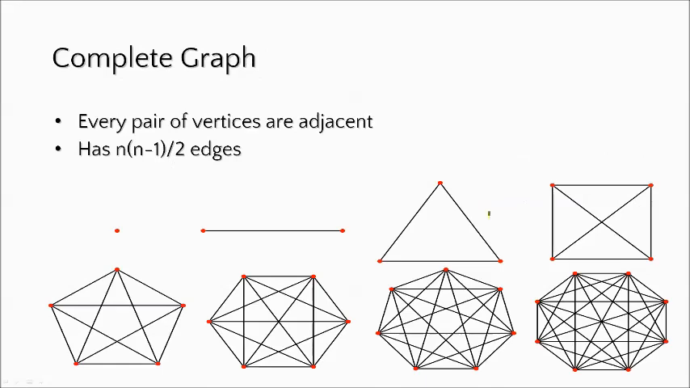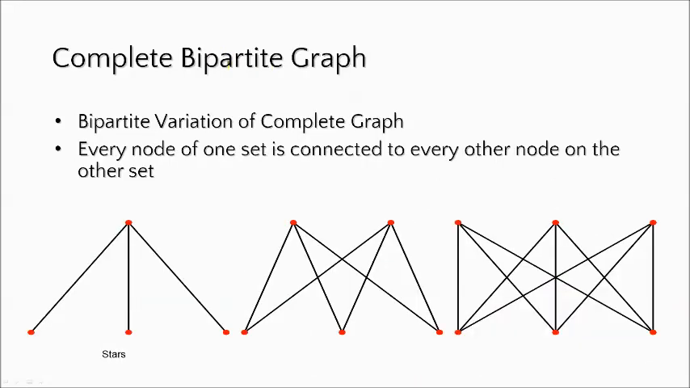Next, we have the complete graph. So another type of graph is the complete graph, where every pair of vertices is adjacent. Okay, these are examples of a complete graph. Next is an example of the complete bipartite graph. So it is a bipartite variation of the complete graph, where every node of one set is connected to every node in the other set. As shown on the screen, we have three examples here of a complete bipartite graph.